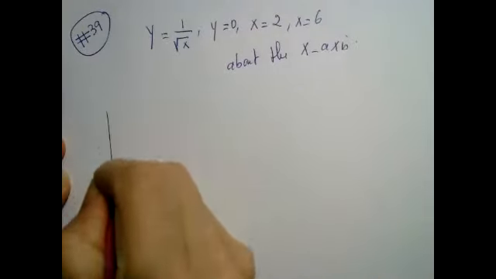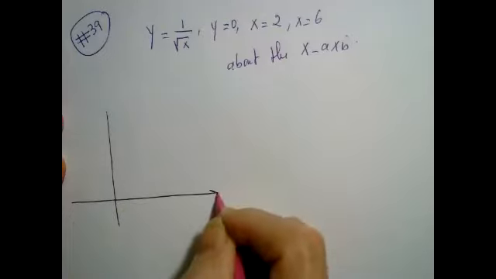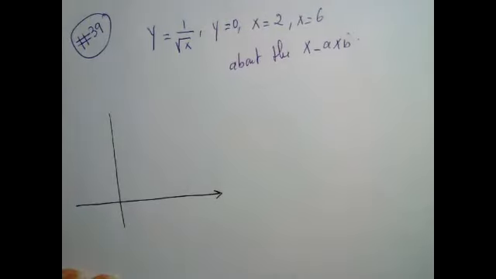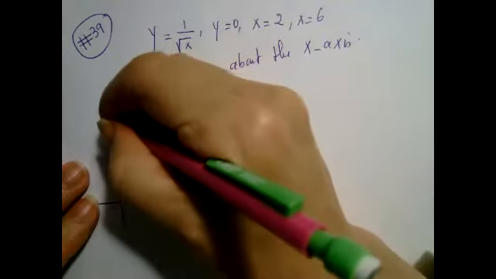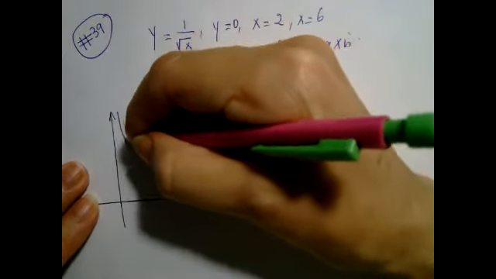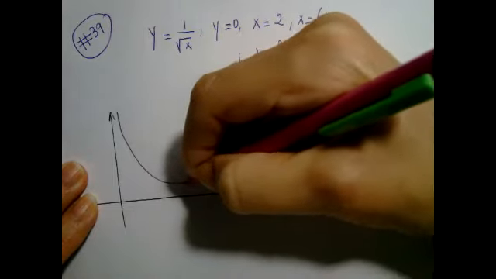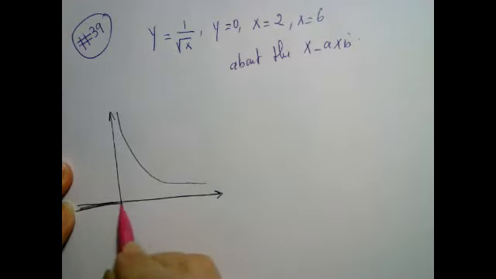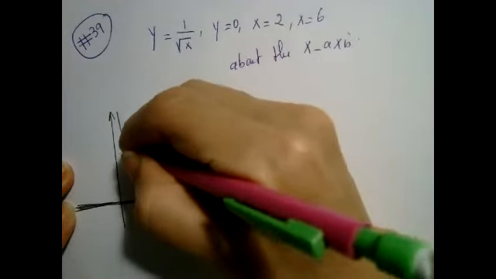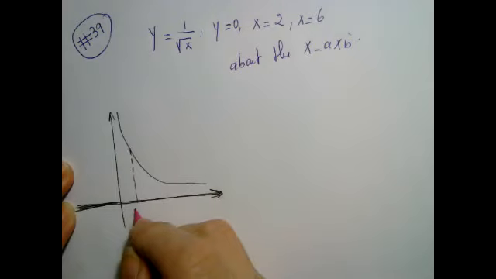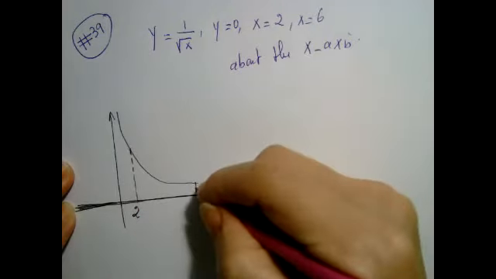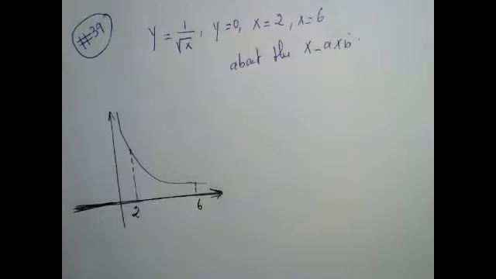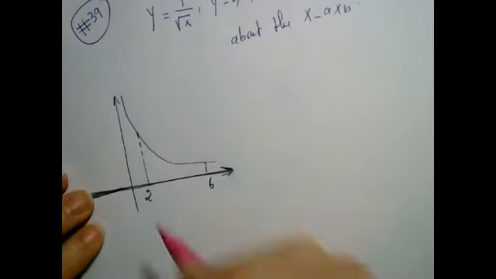So this is y equals 1 over square root of x. This is going to be a graph. It's like 1 over x almost. So this is 1 over square root of x. And y equals 0, that's the x-axis. x equals 2, that's this vertical line. And x equals 6. Okay, so they give us basically everything. And this is the region I need to rotate.